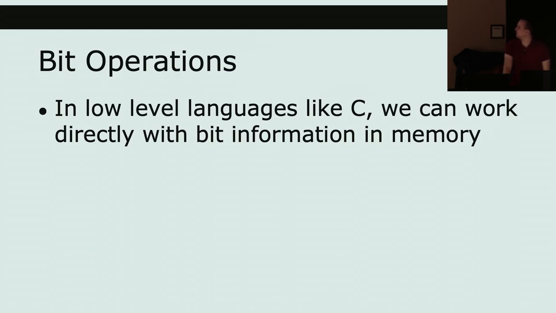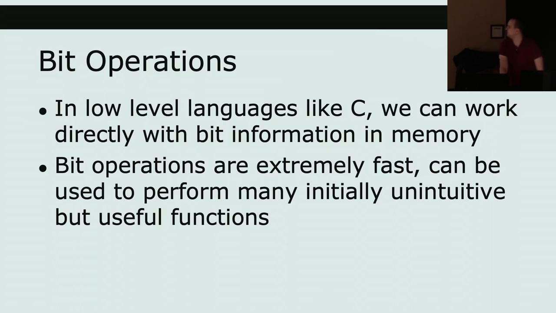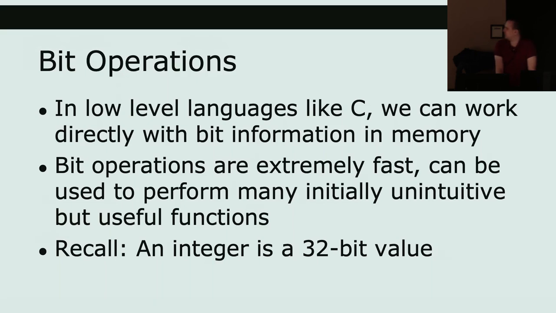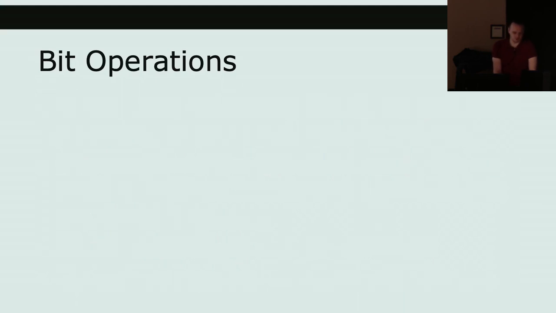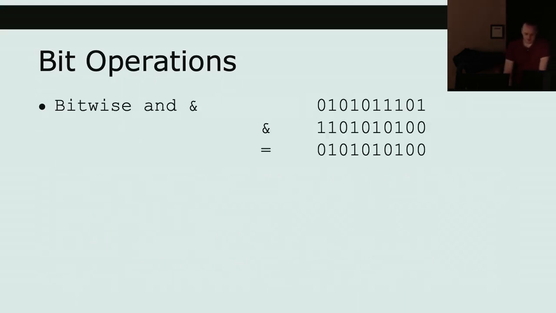So we can directly work with every bit of information that we have in memory, right? Bit operations are extremely fast. One of the reasons why is because they're parallelized, right? All the bits of a particular integer are done at the same time. They can be used to perform many intuitive and useful functions. An integer is either a 32-bit or a 64-bit value based on the bitness of your operating system. And so we can manipulate integers with bit operations. So what are bit operations? Bitwise AND is a bit operation.